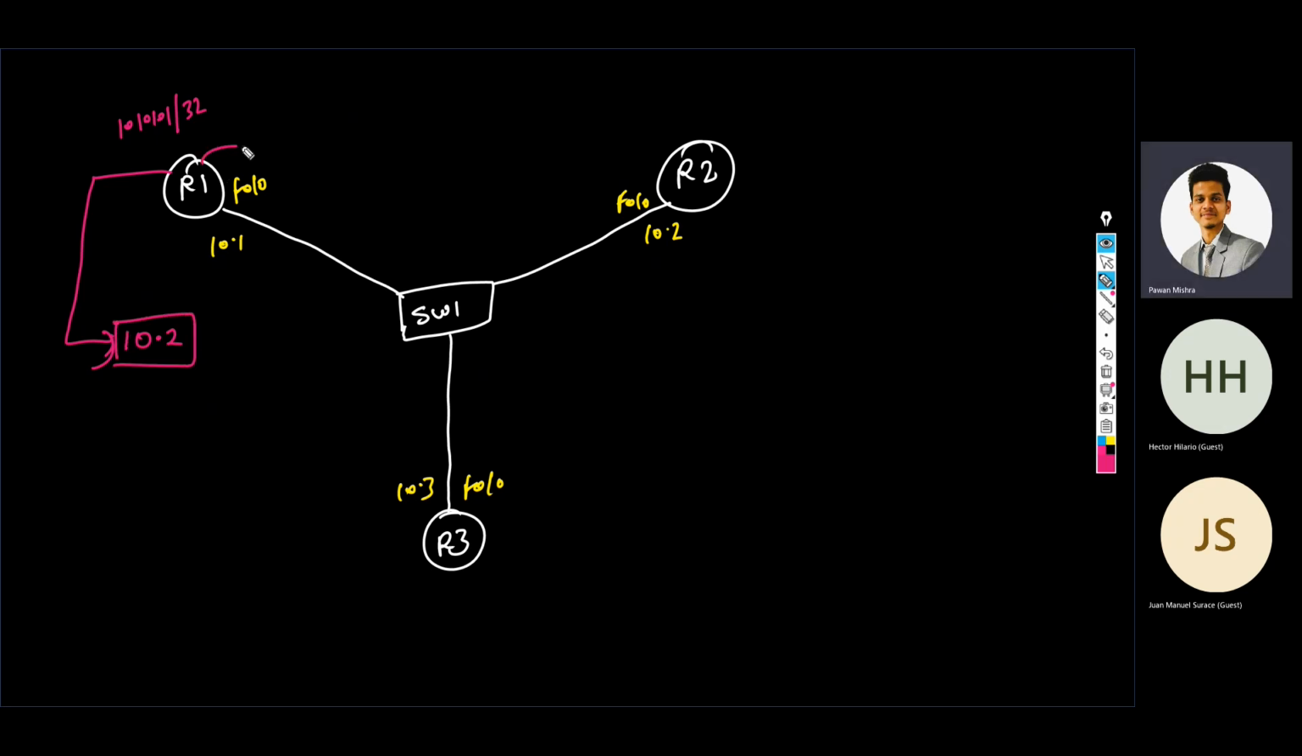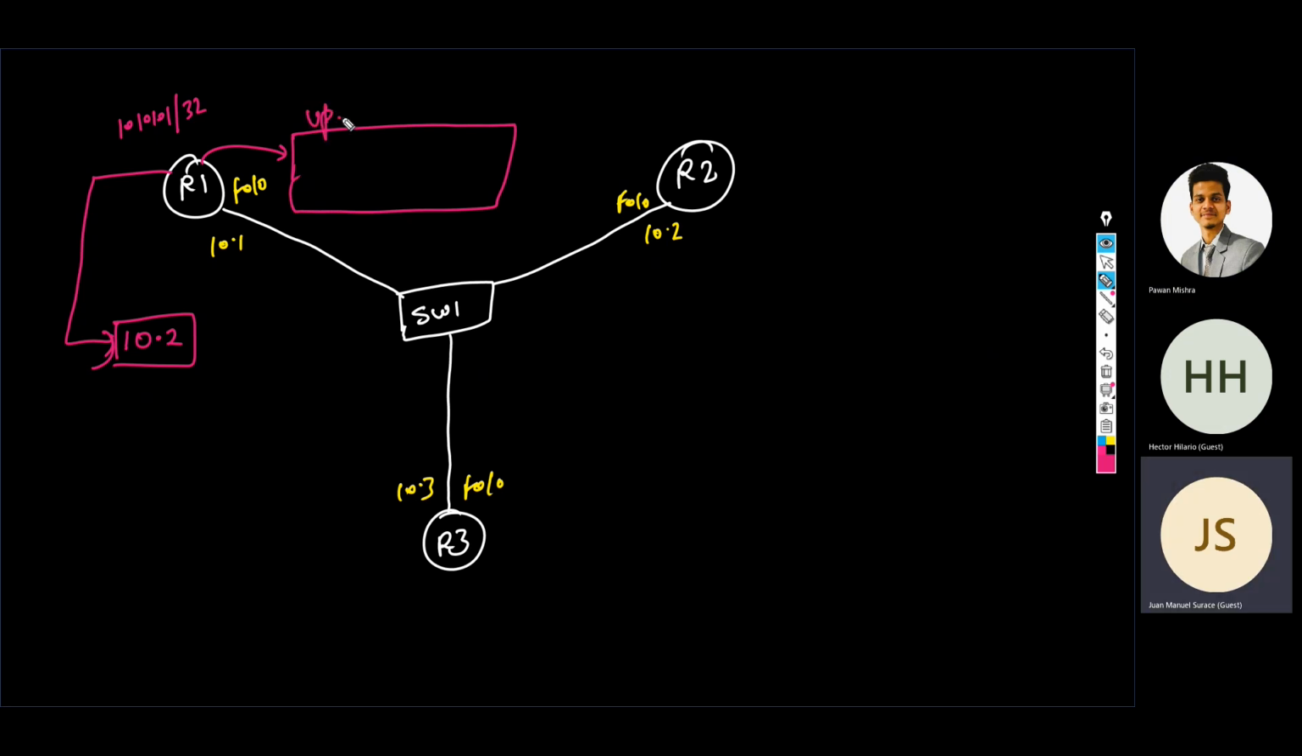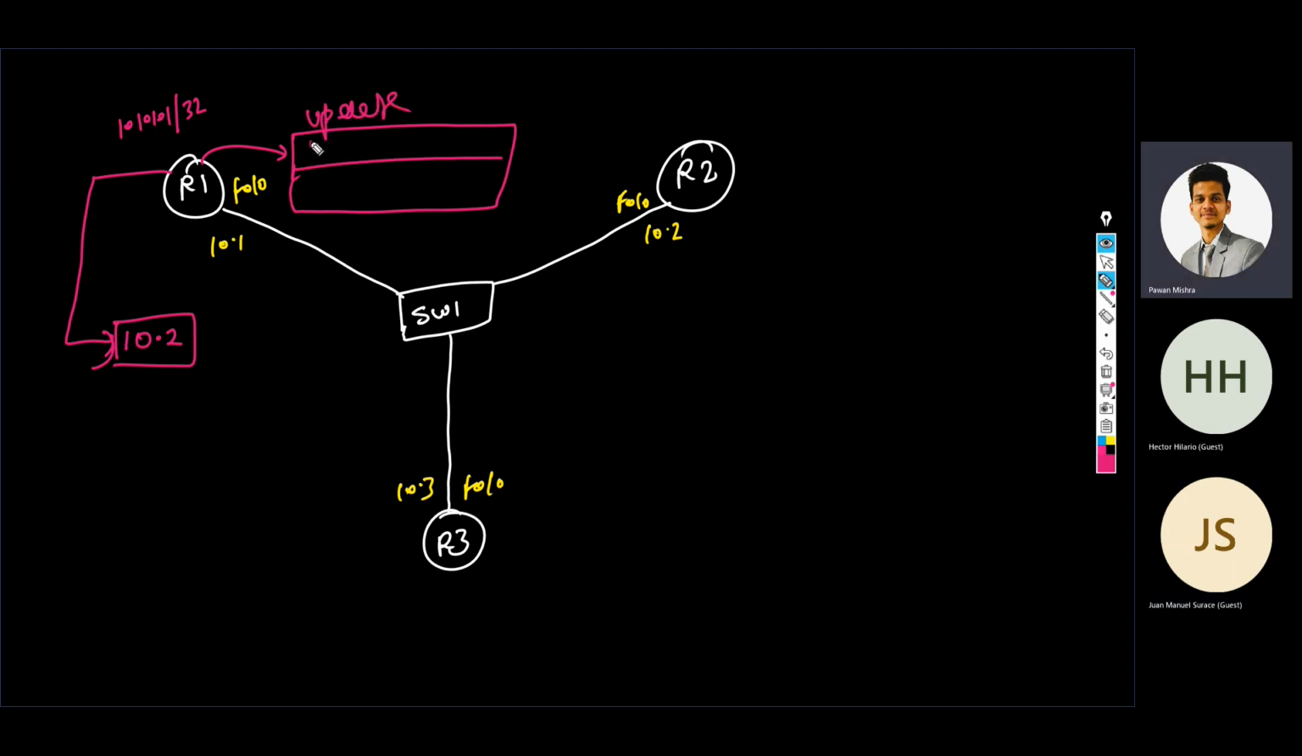So in this case, whenever this R1 router sends the update, the source IP will be 10.1, and because it is static, I'm saying only make a neighborship with R2, so the destination address is 10.2, and inside this update is 1.1.1.1/32. It means this R1 router will send the update to the switch. The switch will forward this update to R2 and to R3 as well, but the R3 router doesn't accept it and the R2 router will accept this update.